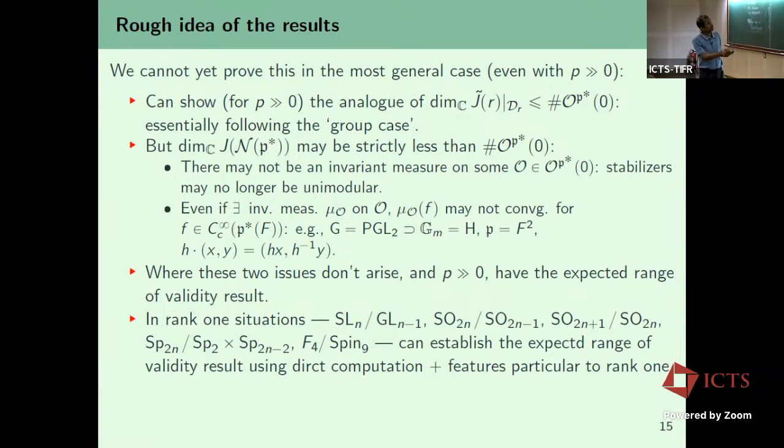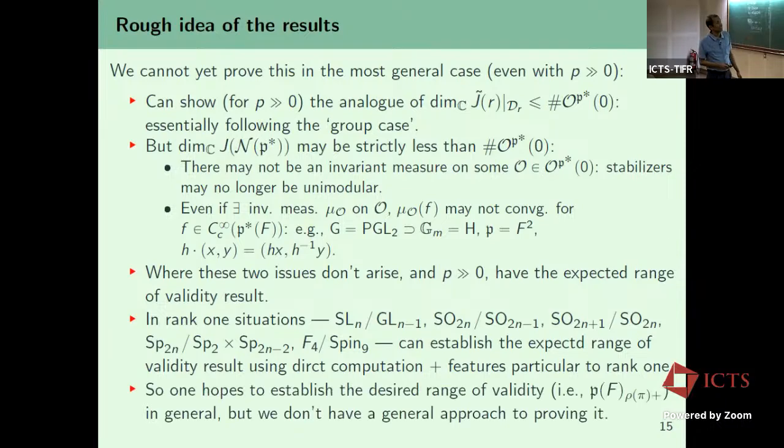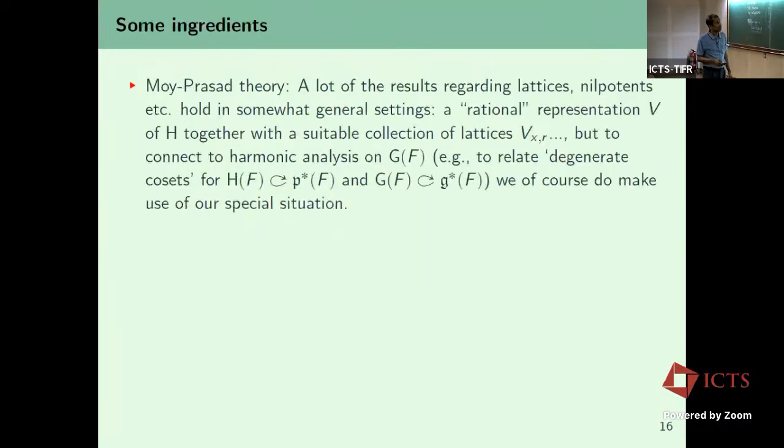In rank 1 situations, although these failures do exist, one can still establish the expected range of validity result using either features particular to rank 1, or combining those with some sort of direct computation. So in rank 1 cases, somehow despite so many other things failing, the range of validity still seems to hold. So we have a hope that it might generalize to higher rank. So that seems hopeful, but we don't have a general approach to proving it.